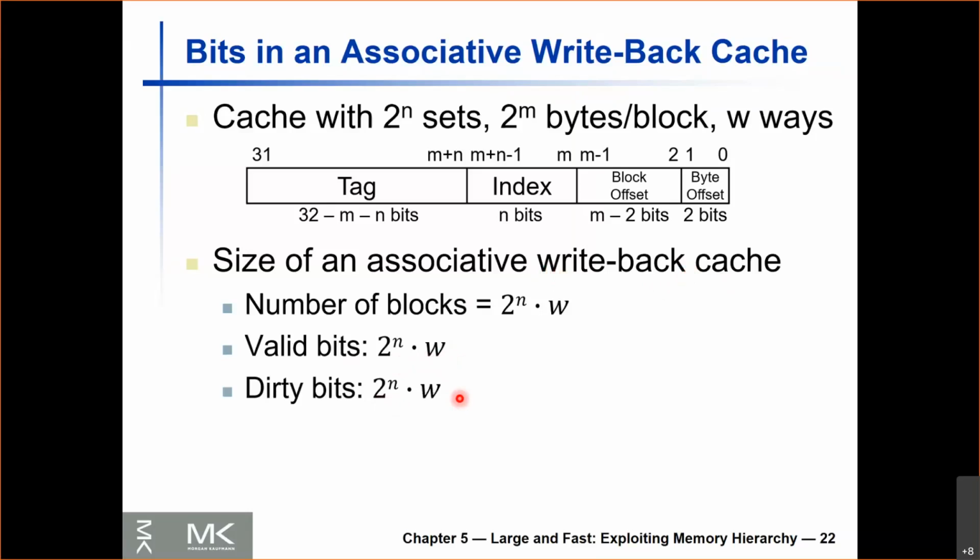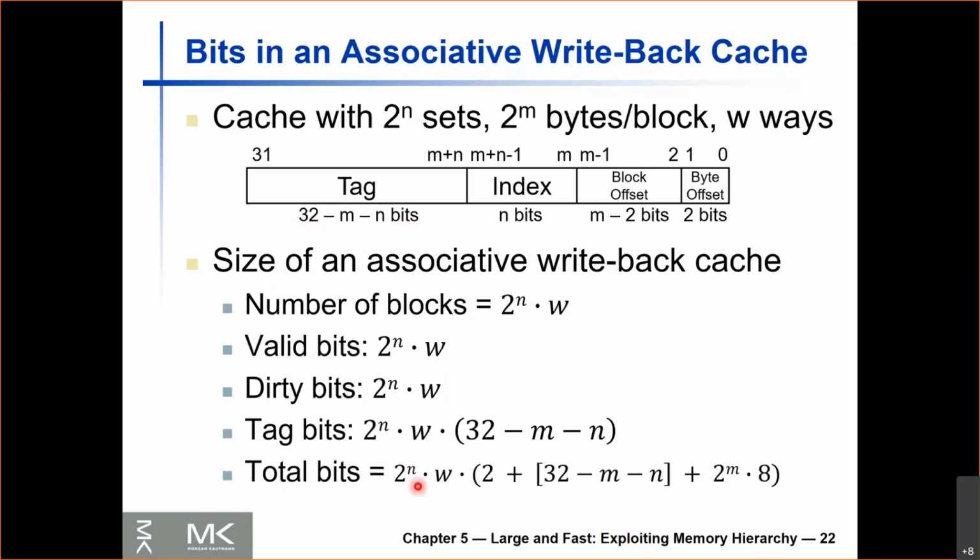What about our tag bits? How many tag bits do we have? So every block is going to have its own tag. So it's going to be 2 to the n times w times the size of a tag, which is 32 minus m minus n. And then the total size of the cache is going to be 2 to the n times w times 2, this 2 being 1 valid bit and 1 dirty bit, plus 32 minus m minus n, which is the size of the tag, plus 2 to the m times 8, which is the number of bits per block. Okay? Any questions about this?